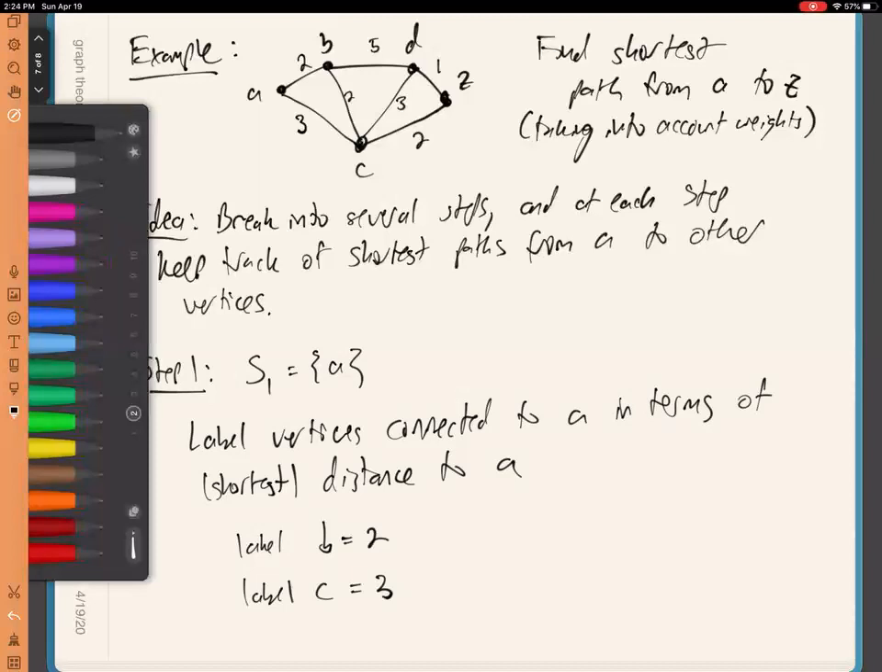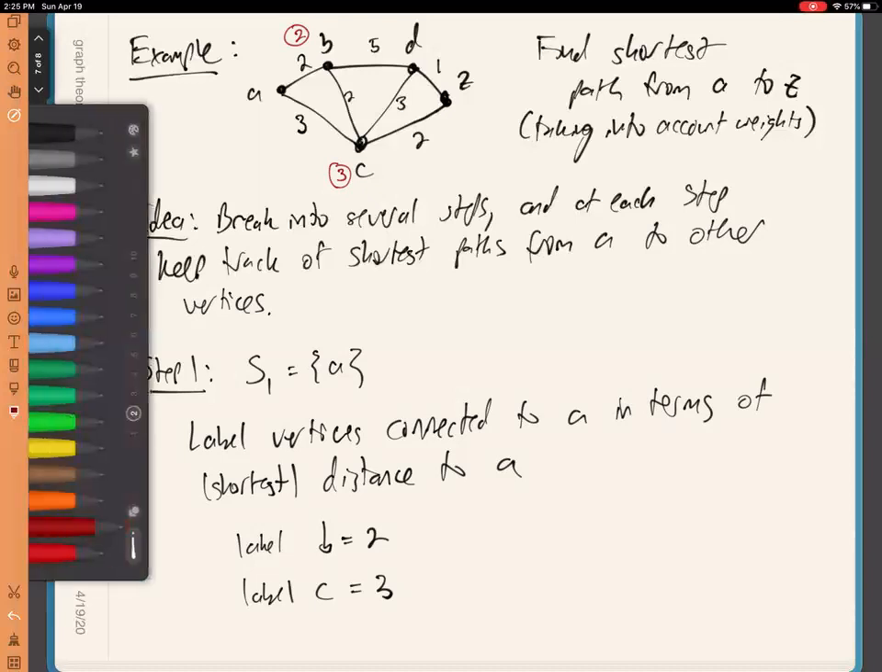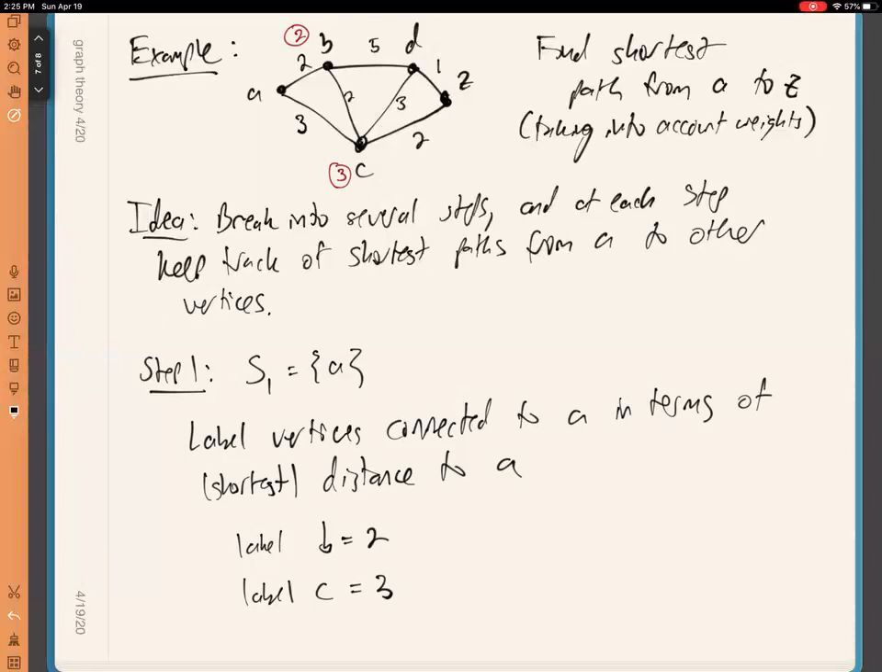So let me add these labels to the graph. I guess I'll use red. Maybe I'll circle it up here for B. And I'll label C to be 3. And what I'm going to do now, after I've labeled my vertices in this way, is update my set S.